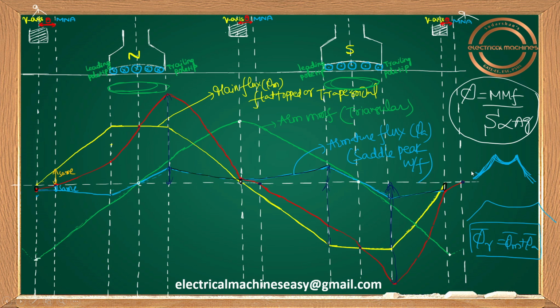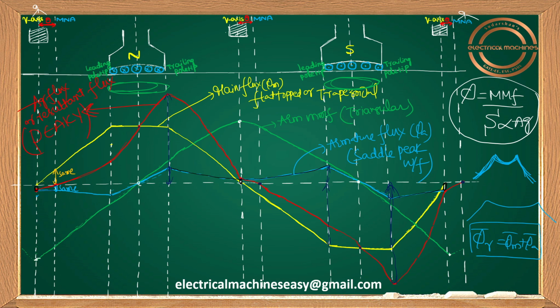Okay, yeah. So guys, if you observe clearly, what is the shape of the resultant flux you are getting here? This can be called the air gap flux, or I can say the resultant flux. So what is the shape of this one? Peaky waveform.